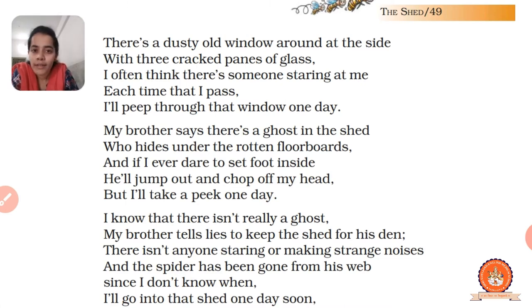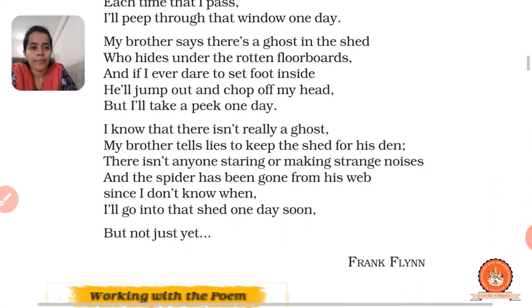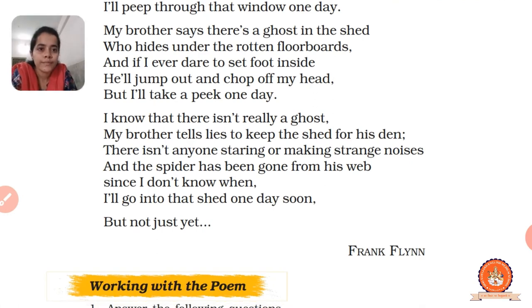So here again the poet is saying that, okay, I'm not worried about anything, okay? I'll do one thing, okay? One day I will surely go over there, okay? And I will see what is there inside that shed, okay? He's not thinking that there is a ghost, or that there is no one, okay? One day I will surely go over there and I will see what is inside there, all right? So, now we'll see the next one.